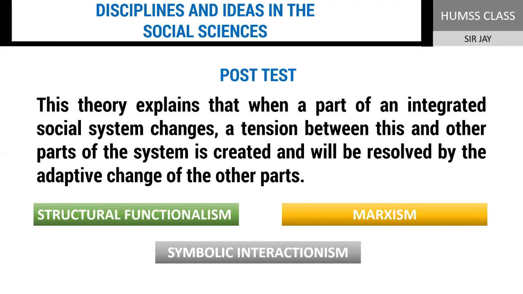Very good. First question. This theory explains that when a part of an integrated social system changes, a tension between this and other parts of the system is created and will be resolved by the adaptive change of the other parts. What is your answer? Are you sure that is your answer? Very good. The answer is structural functionalism.